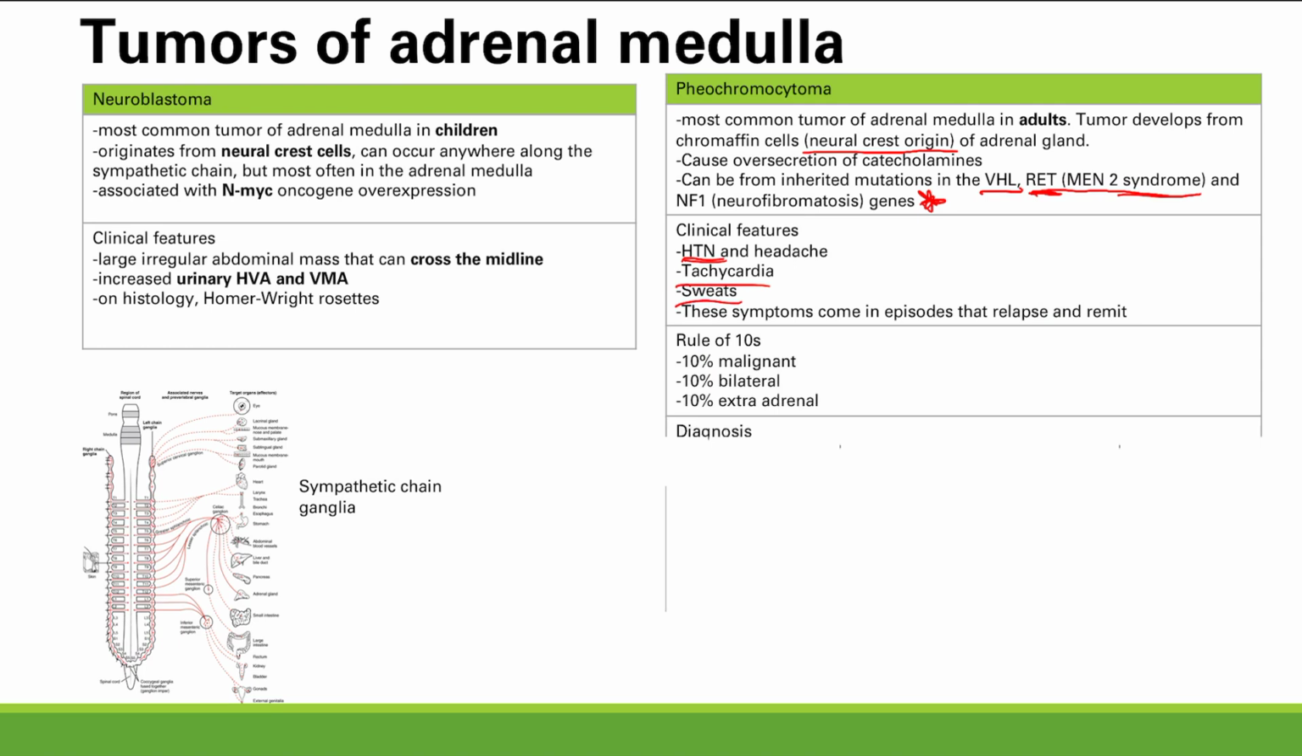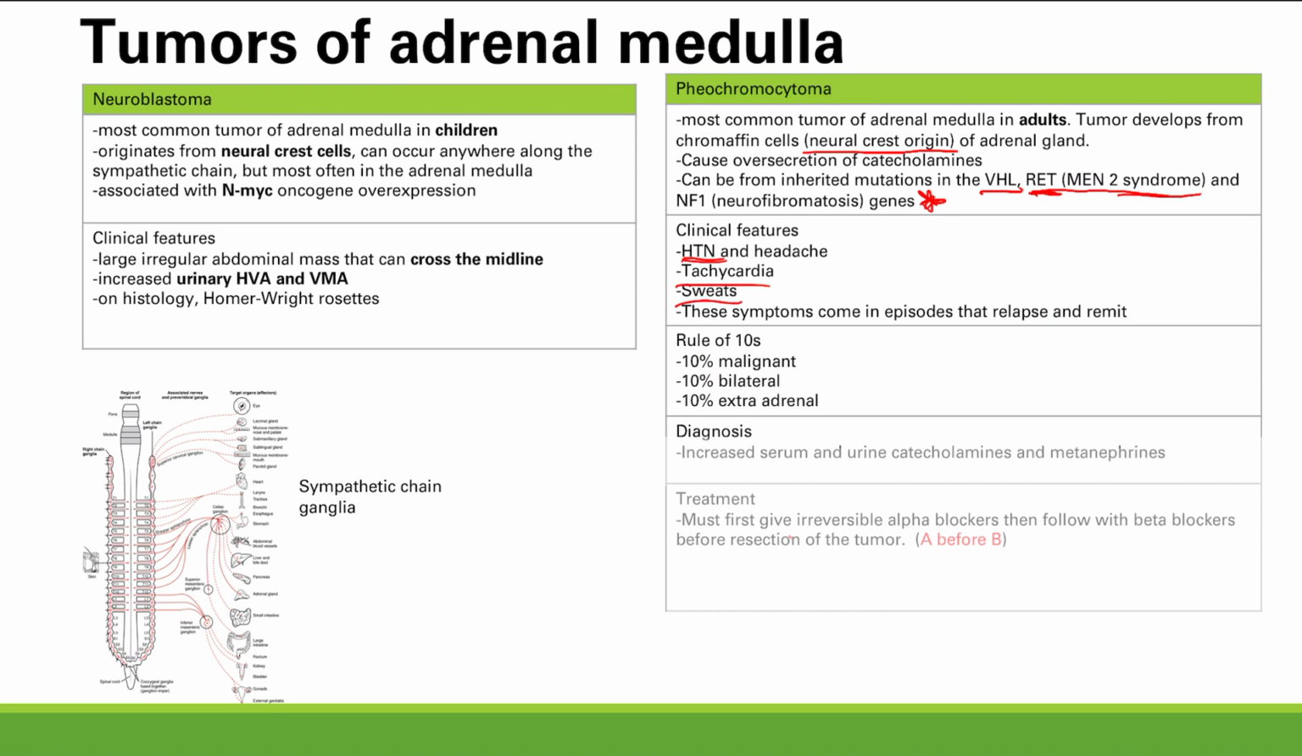What's going to happen? If you go straight and resect it and you push on that adrenal medulla, you're going to be pushing out all these catecholamines. You're going to have problems. So what do you have to do first? You first have to give irreversible alpha blockers. Then you follow with beta blockers. First you block alpha, then you block beta.